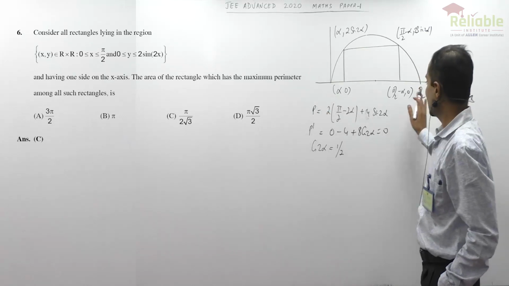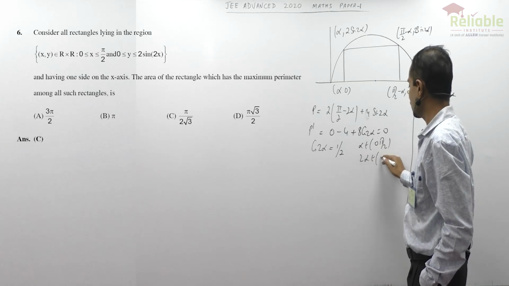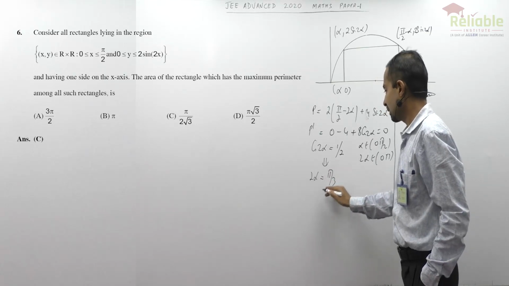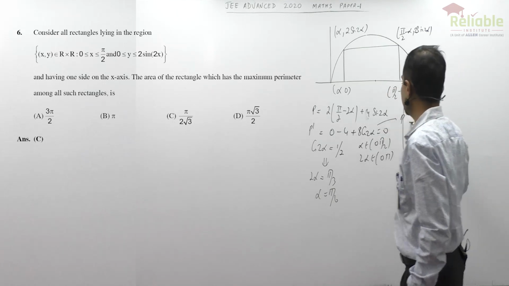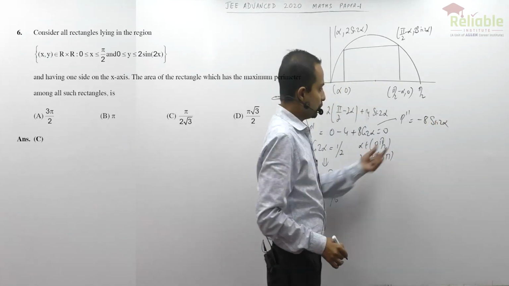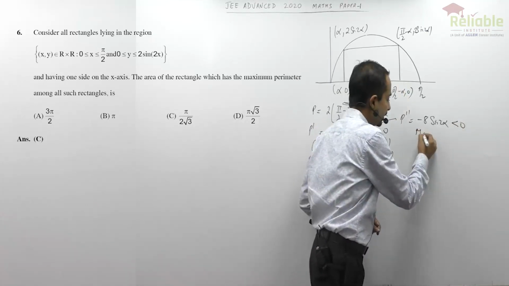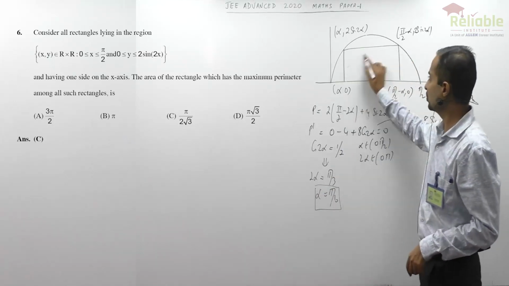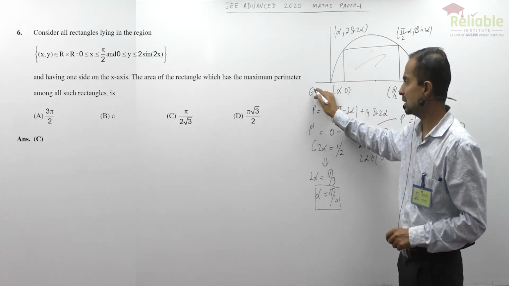Since alpha lies from 0 to pi/2, 2 alpha lies from 0 to pi, hence the only solution we have is 2 alpha equal to pi/3, so alpha is equal to pi/6. Just to be double sure, P double dash is going to be minus 8 sin 2 alpha. If you put this in, it turns out to be negative. And if it is negative, then it is a case of maxima. So indeed we are getting maxima at pi/6. Now plugging in the value of alpha and finding the area is not a big deal. So I rate this problem as easy.